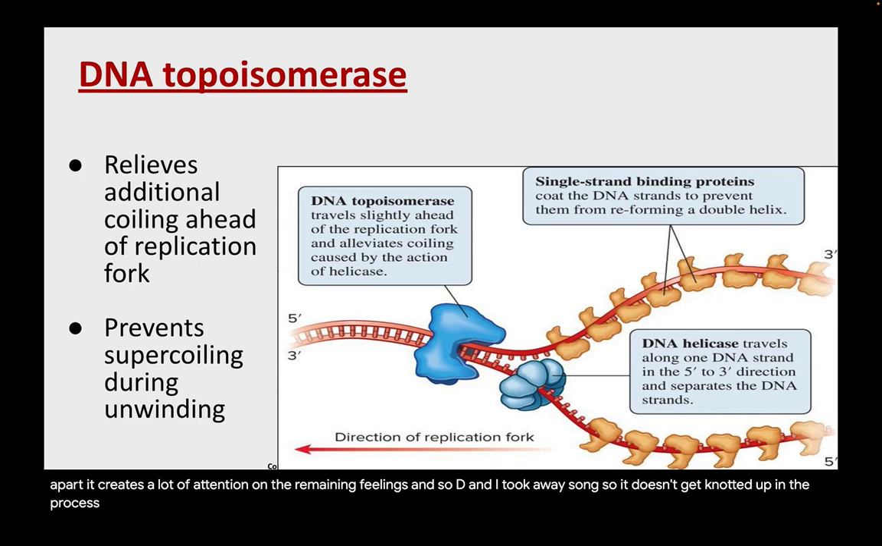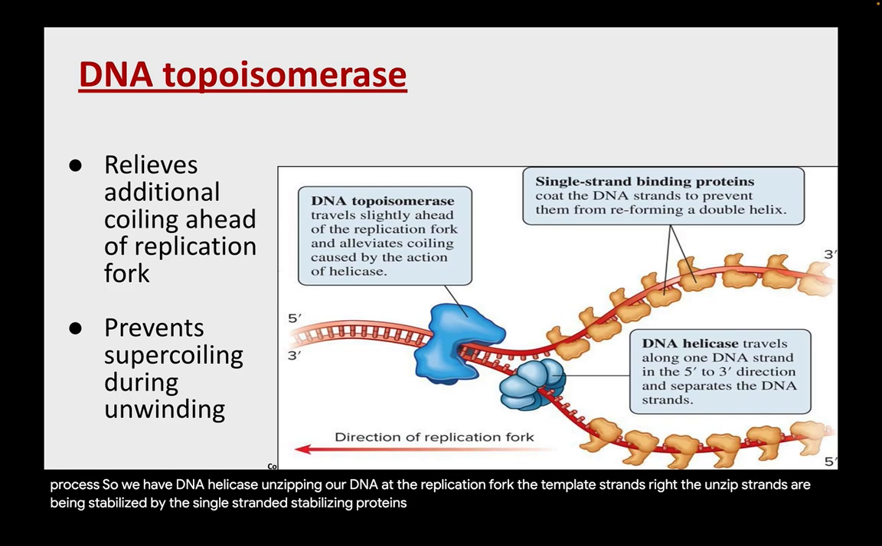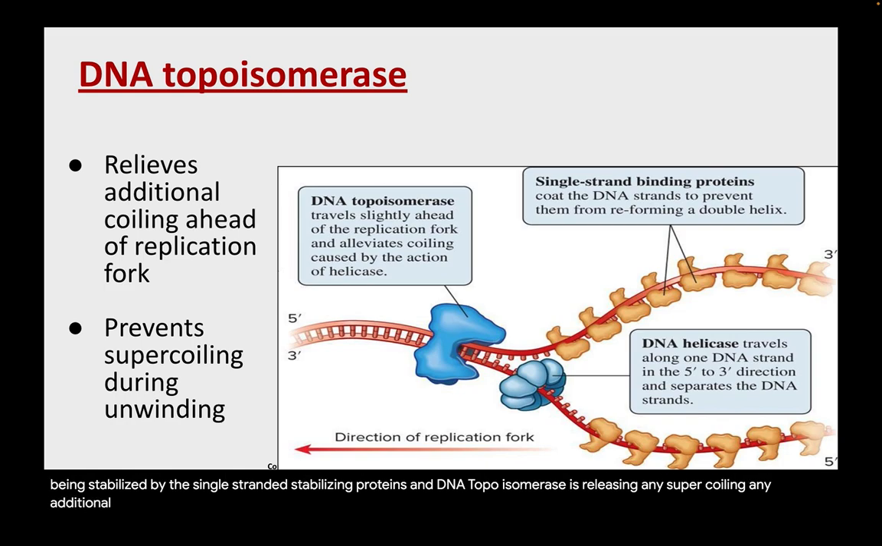All right, so we have DNA helicase unzipping our DNA at the replication fork. The template strands, the unzipped strands, are being stabilized by the single-stranded binding proteins. And DNA topoisomerase is relieving any supercoiling, any additional tension on the molecule that's being unzipped.